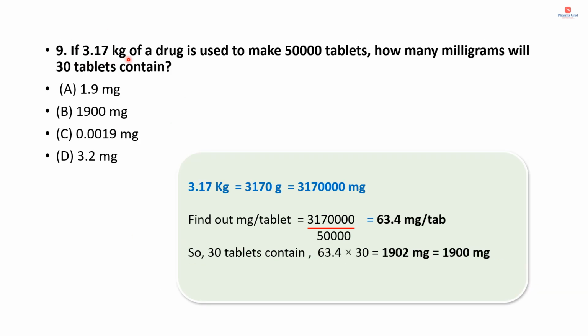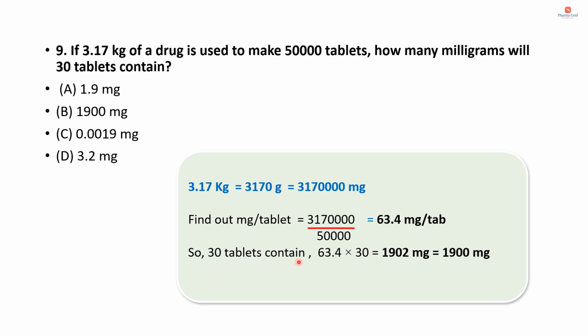If 3.17 kilogram of a drug is used to make 50,000 tablets, how many milligrams will 30 tablets contain? So see the options. So here the options are expressed in milligram. So we need to convert this 3.17 kilogram into milligram. So this 3.17 kilogram is equal to 3,170 gram. That is equal to 31 lakh 70,000 milligram. Now find out the milligram per tablet. That is 31 lakh 70,000 divided by 50,000. That is equal to 63.4 milligram per tablet.